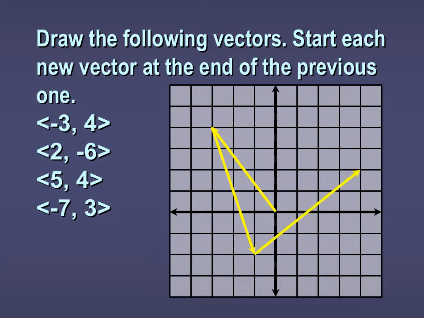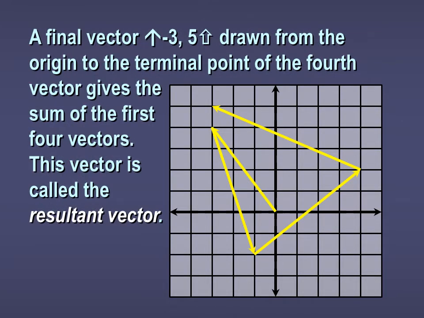And we have 5, 4, negative 7, 3. And so our final vector, which is actually negative 3, 1, 2, 3, comma 5, is drawn from the origin, so from here, to the terminal point of the fourth vector. And that gives us the sum of the first 4 vectors. So this vector in green right here, this 3, comma, negative 5, that is called the resultant vector. That's what you get once you add all other vectors together.